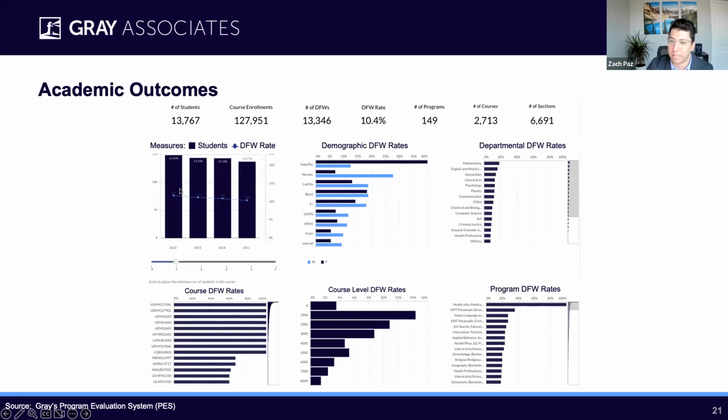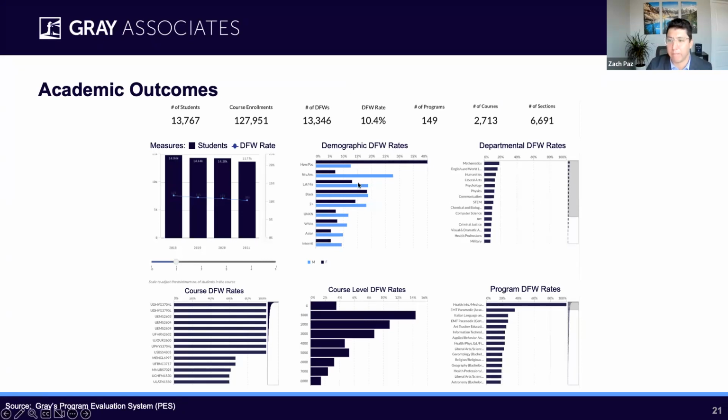And in this case, we can see DFW rates are going down. So maybe you have initiatives that you're putting in and you want to measure how strong those initiatives are. Are they working? You want to be able to measure this over time so that you can understand how well your investment in certain initiatives is panning out.